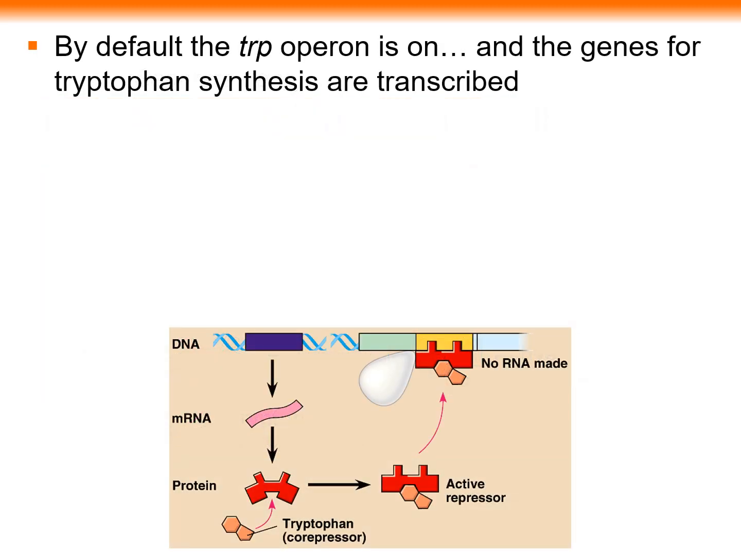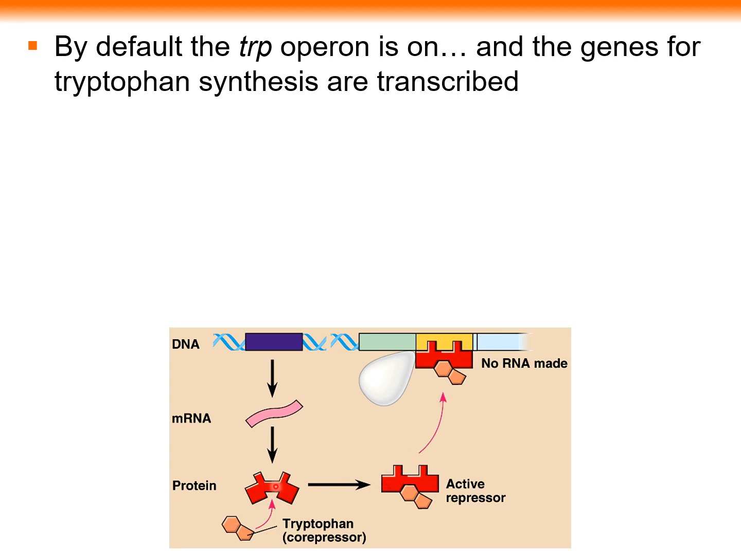So back to our operon. This is the operon that controls the genes that allow for biosynthesis of tryptophan. If there is no repressor, by default, those genes are going to be synthesized downstream of that operator. It takes an active repressor protein in order to shut that down.